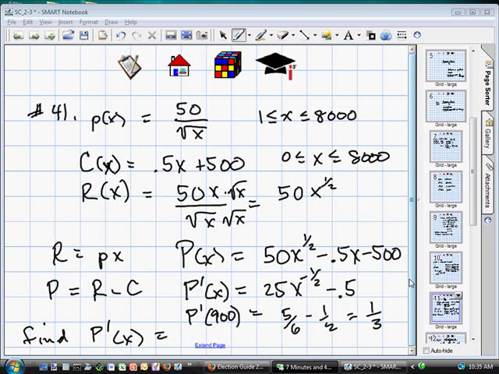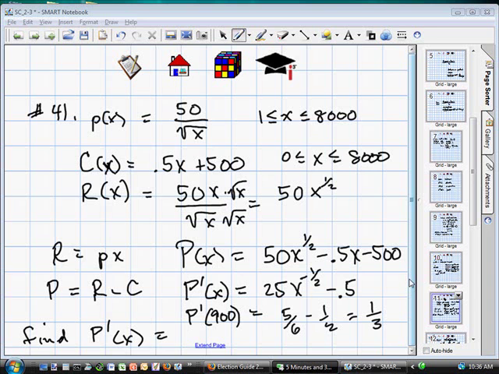So there's answer A. What is the marginal profit when they're selling 900 items? Answer, 1/3. Which probably means, it's in terms of dollars, what's 1/3 of a dollar? 33 cents. So that means if you're selling 900 items, each one is giving you 33 cents profit. That's your marginal profit. And then, of course, it's going to be different.